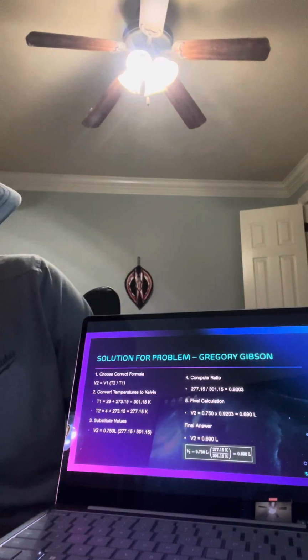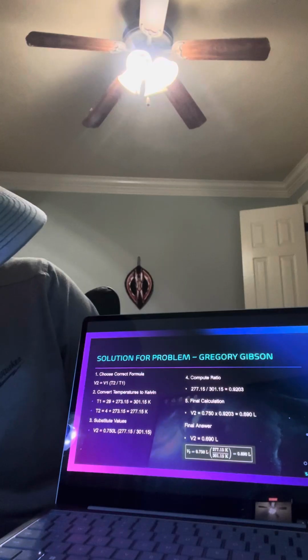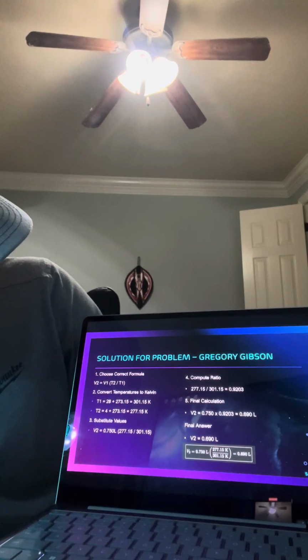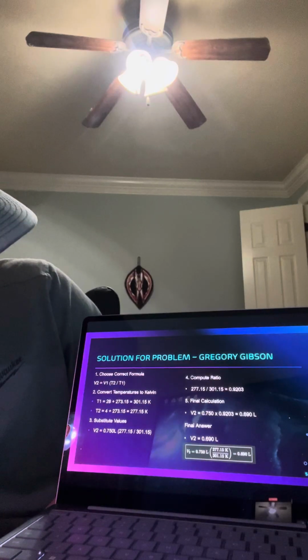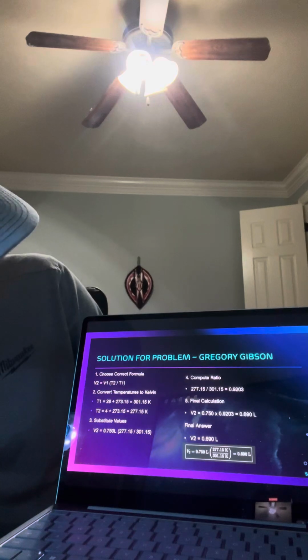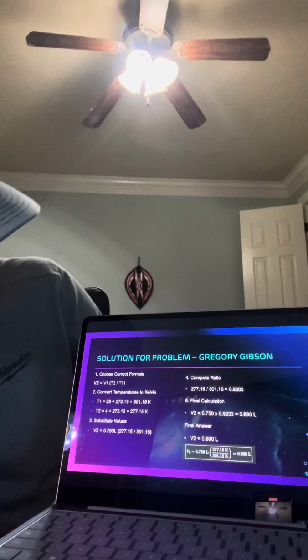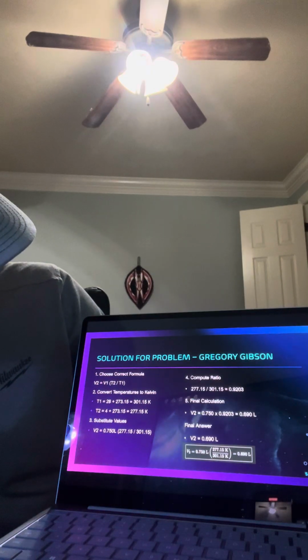All right, so actually solving our problem now, we're going to choose the correct formula, which is V2 equals V1 times T2 divided by T1. You have to convert temperatures to Kelvin. Temperature 1 is 28 degrees Celsius, and you add 273.15 to that, which makes our temperature 1 301.15 Kelvin. Then we take temperature 2, which is 4 degrees Celsius, add the 273.15, which equals 277.15 Kelvin. Now you have to substitute the values.